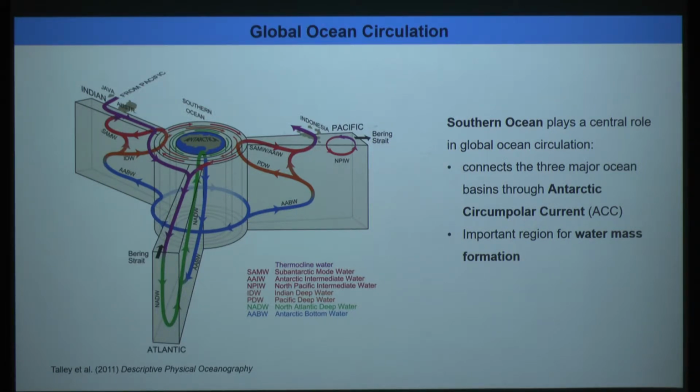So this is one physical aspect of the central role of the Southern Ocean. And secondly, well, it is a circulation, so starting somewhere is somewhat tricky, but if you would choose a starting point, you can see that a lot of these intermediate water masses do originate out of the Southern Ocean. So it's an important area for water mass formation.